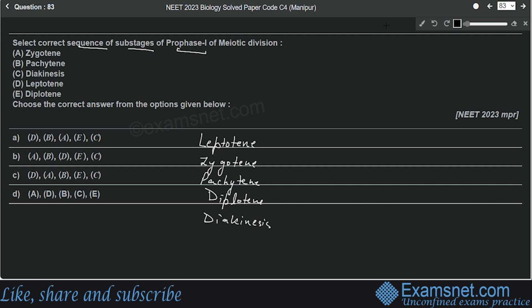So what will be the correct sequence? Leptotene, that means D, then zygotene means A, then pachytene B, then diplotene, that is E, and diakinesis C. So D, A, B, E, C will be the correct sequence. That means option C will be the correct answer.